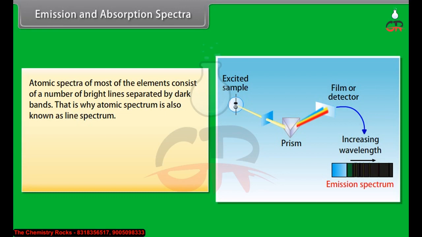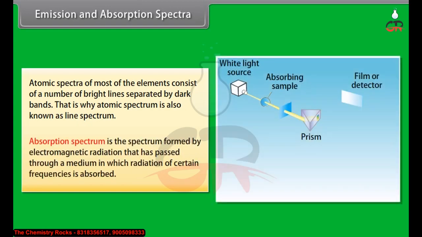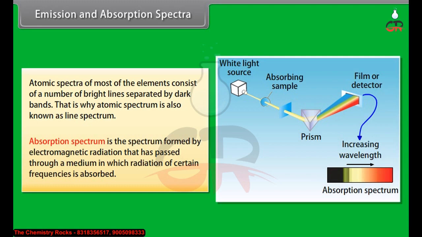Absorption spectrum is the spectrum formed by the electromagnetic radiation that has passed through a medium in which radiation of certain frequencies is absorbed. Line spectrum of hydrogen.